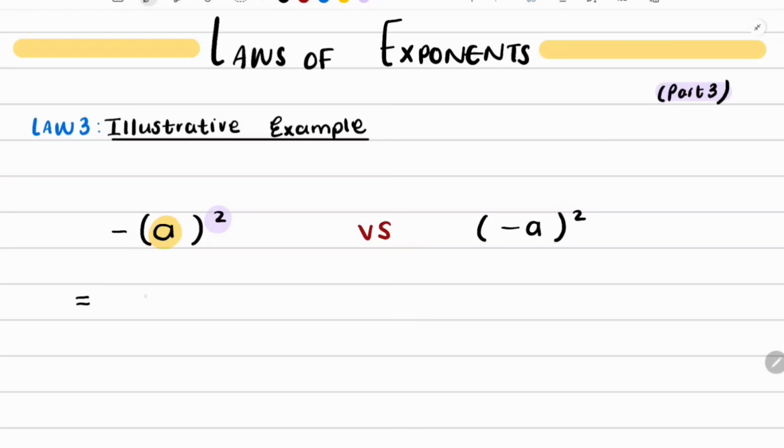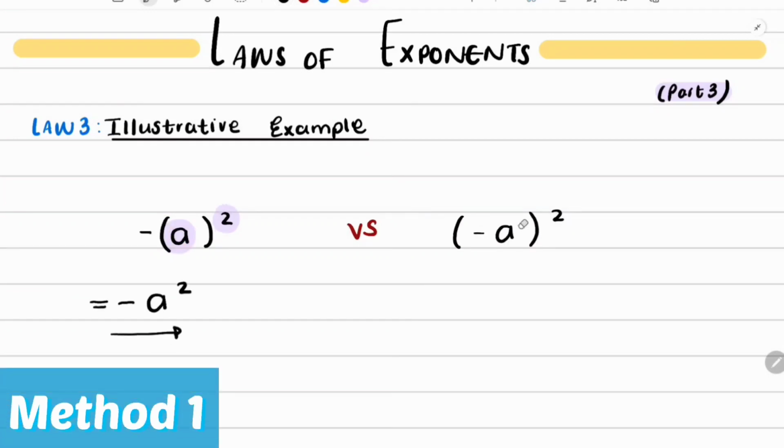So what would happen is you still have your negative outside, and so a gets squared. A has a natural exponent of 1 on it, and so the 1 multiplies by the 2, and so we still have an a as the base, and 1 times 2 is 2. So our answer is negative a squared. But in the second scenario, you see that we have an exponent of 2. So what is being squared? It's the negative a that is being squared.